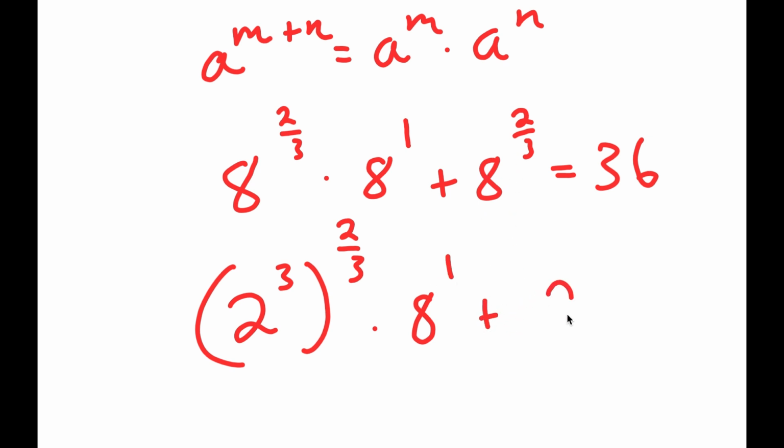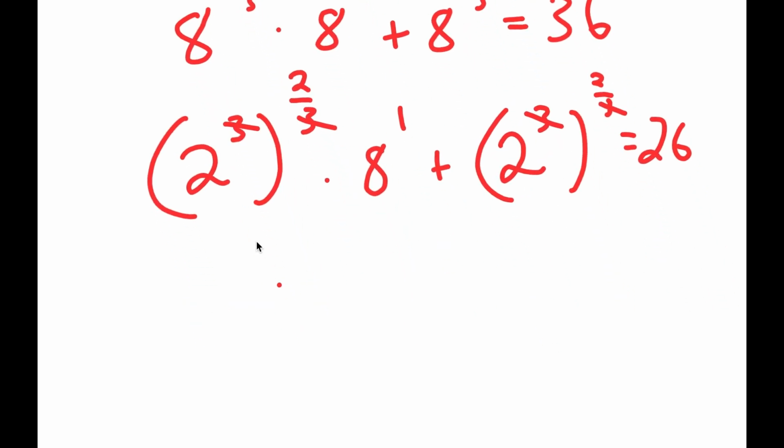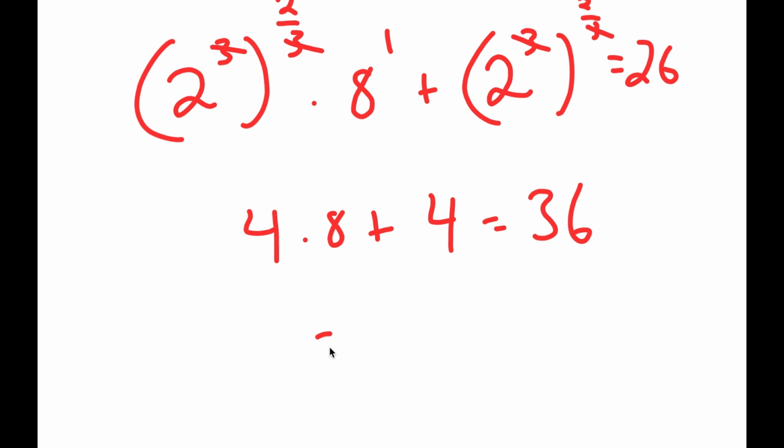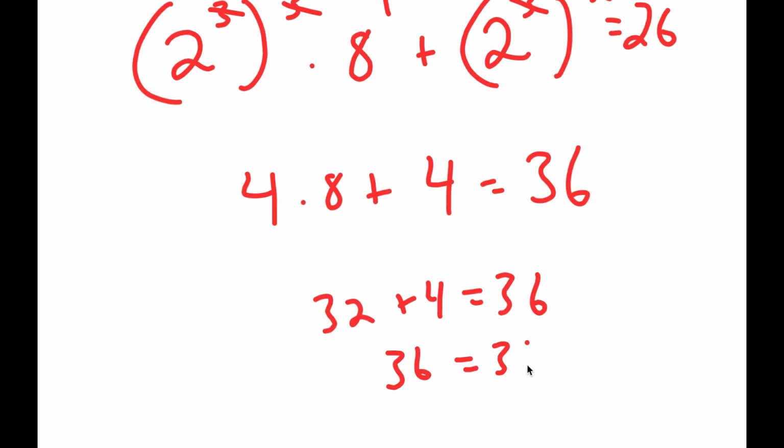And I can do the same over here, 2 to the power of 3 to the power of 2 over 3. So then these two cancel out, these two cancel out, and I get 2 squared, which is 4 times 8 plus 2 squared, which is 4, is equal to 36. 32 plus 4 is 36, so I get 36 is equal to 36.